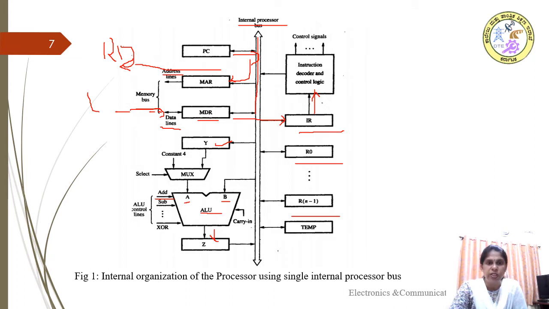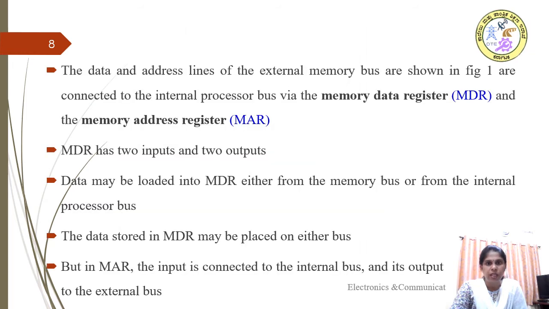MDR holds the data. If that is an instruction, it comes to the instruction register. From the instruction register, it is sent to the decoder. The decoder decodes that instruction, and based on that, it generates the control signal. So like this, the fetching of a particular instruction takes place within this processor. The same thing I have represented here.